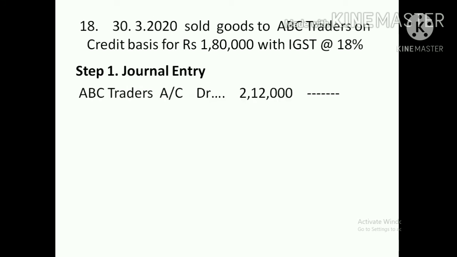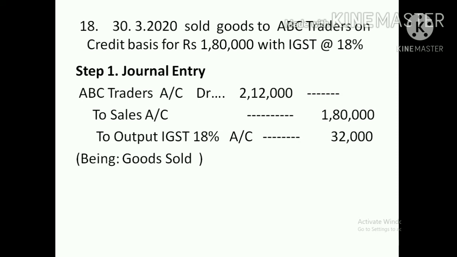That is ABC Traders account debit, sales at 18%, and then one more we need to pass is output IGST at 18%. Calculate on 1,80,000, you will get 32,000. Add it to the 1,80,000, you will get 2,12,000. This is interstate sales, so we are charging IGST. Interstate means one state, for example state A, sells the goods to a purchaser of another state.